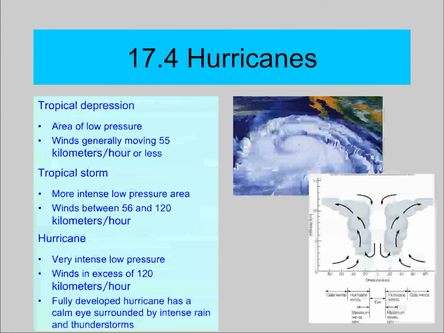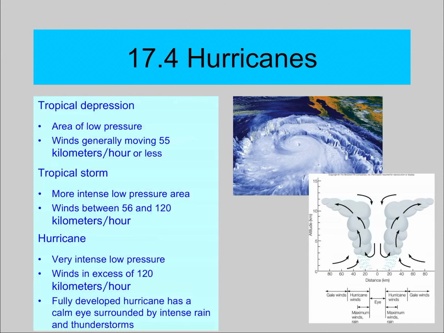So the last type of storm we're going to talk about is a hurricane. But to talk about hurricanes, we need to talk about the predecessors. All hurricanes tend to start off as a tropical depression. It's an area of low pressure where the winds are generally 55 kilometers per hour or less. A tropical storm is going to be a more intense low pressure area, so the winds will be anywhere from 56 to 120 kilometers per hour. And then a hurricane system is a very intense low pressure system where winds will be in excess of 120 kilometers per hour.